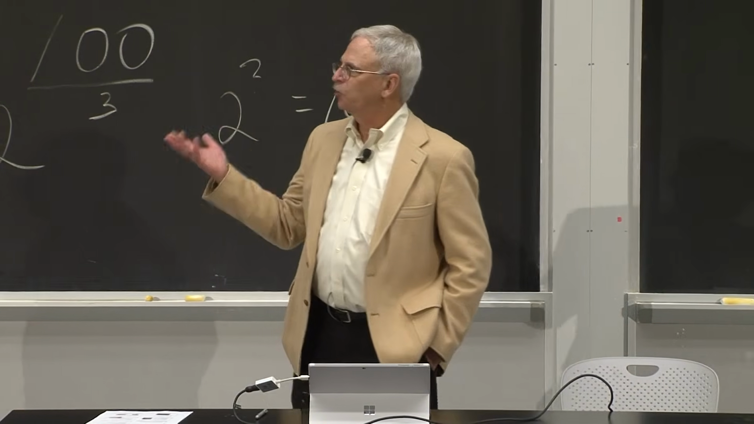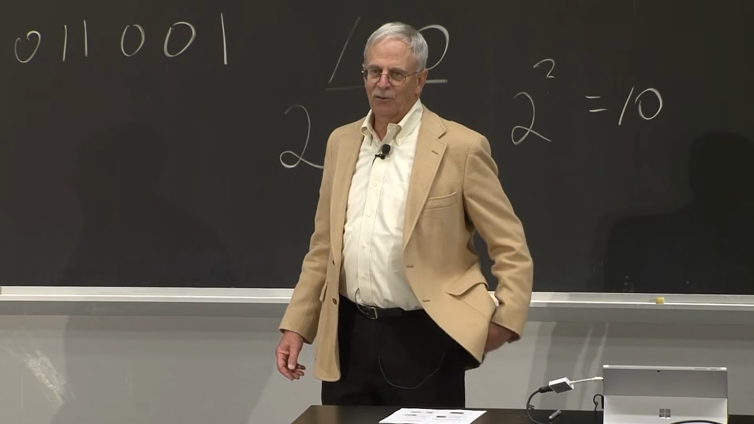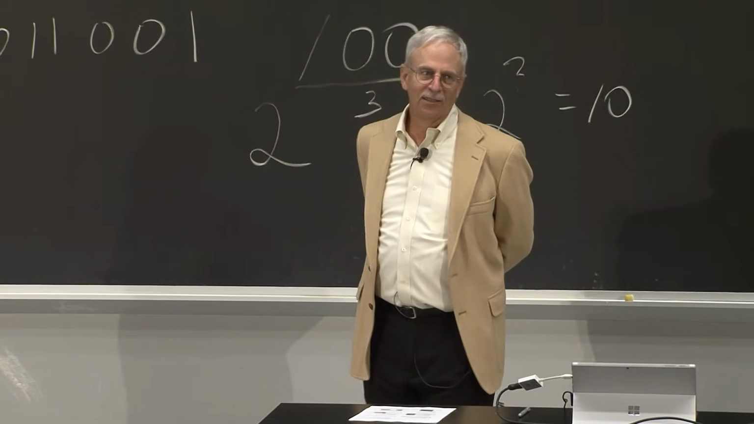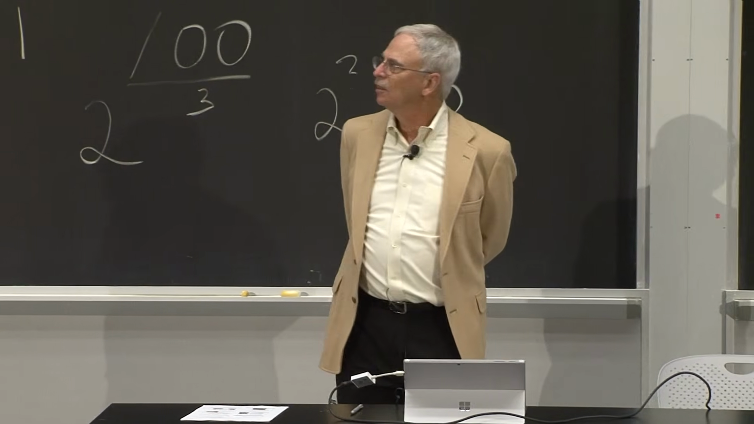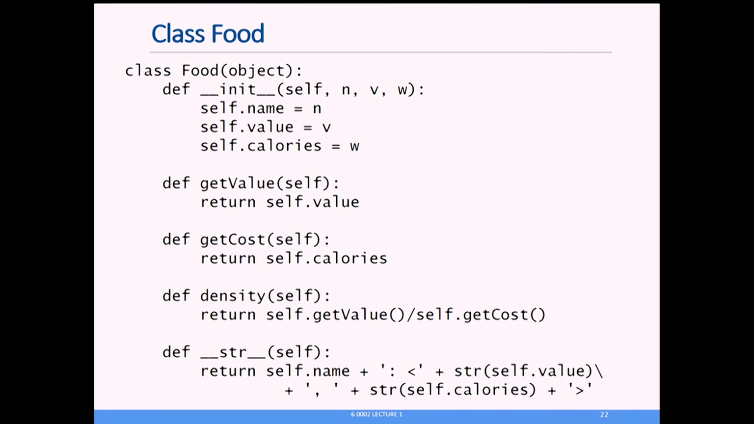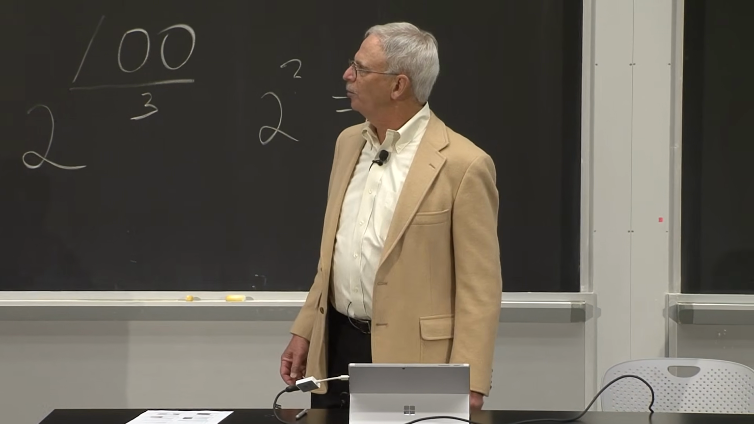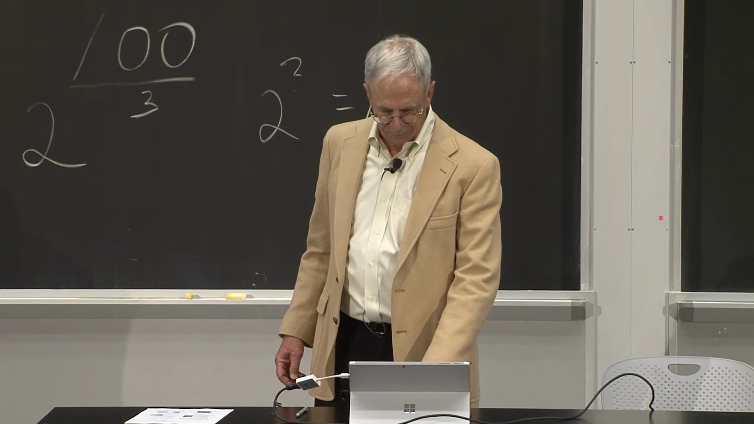Well, as you saw if you took 6.0001, we like to start with an abstract data type. We like to organize our program around data abstractions. So I've got this class Food. I can initialize things. I have a getValue, a getCost, and density, which is going to be the value divided by the cost. And then a string representation. So nothing here that you should not all be very familiar with.